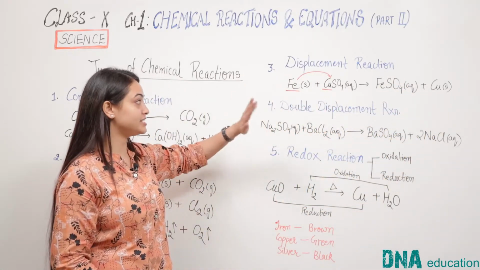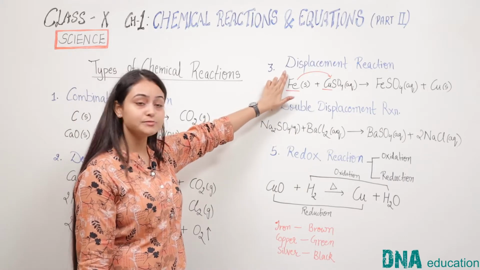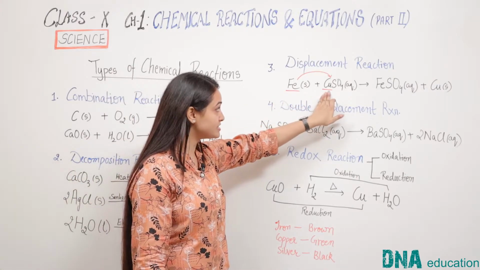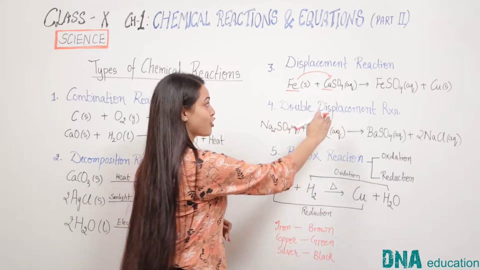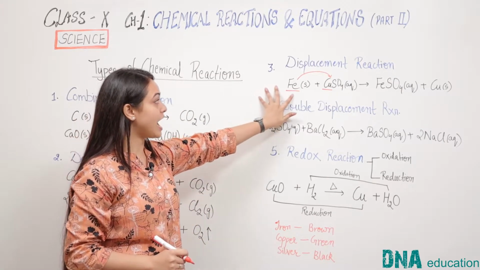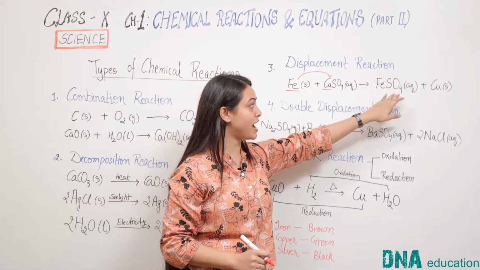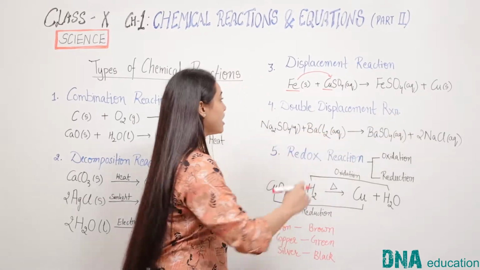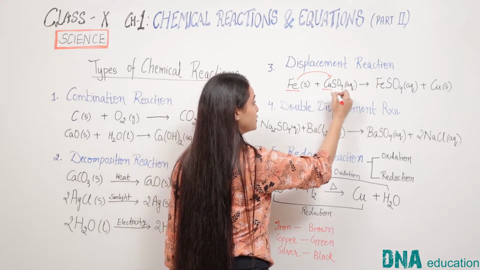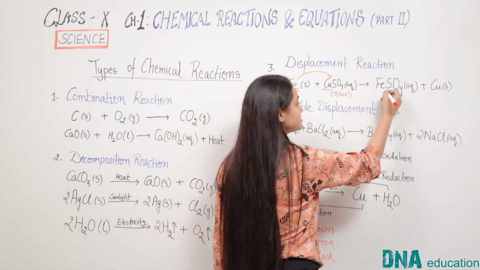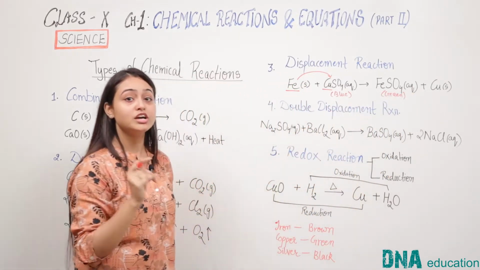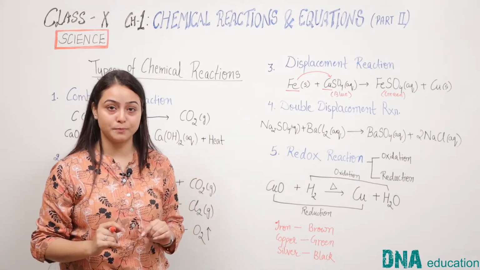So in this way we say the definition that displacement reaction is a reaction in which a more reactive metal displaces a less reactive metal from its salt solution. So it is clear that iron here displaces copper to form iron sulfate and copper. Iron is in the solid state, copper sulfate in aqueous state is blue in color, while iron sulfate is green in color. This change in color of the solution shows that the reaction has taken place.